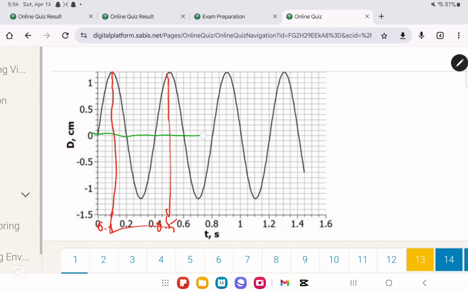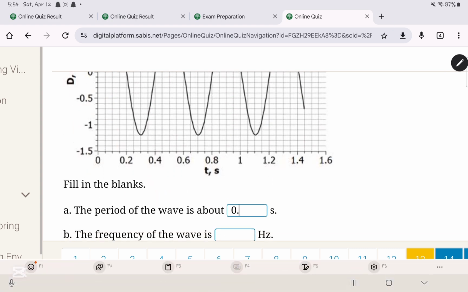Let me do it again. One wave will start here and it will finish over here. So you will come to this time and you will see that it is 0.4 seconds. So very simply, the period of this wave is 0.4 seconds.